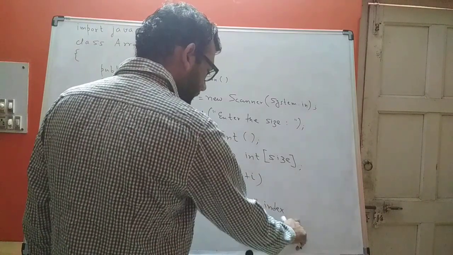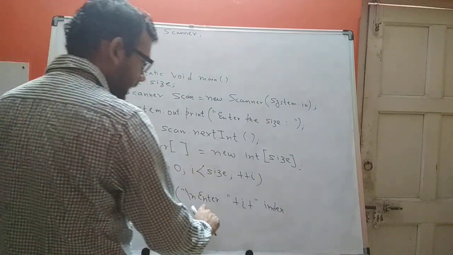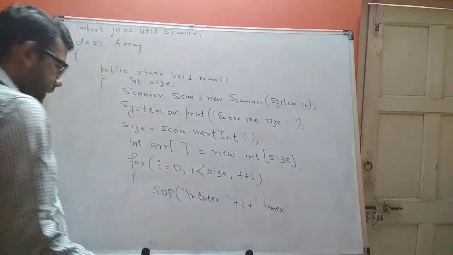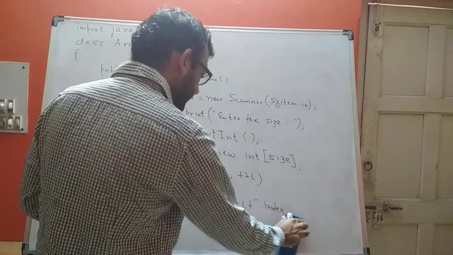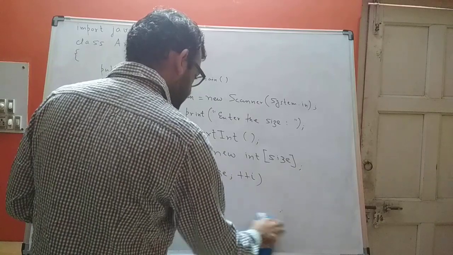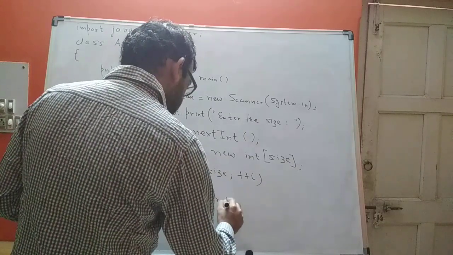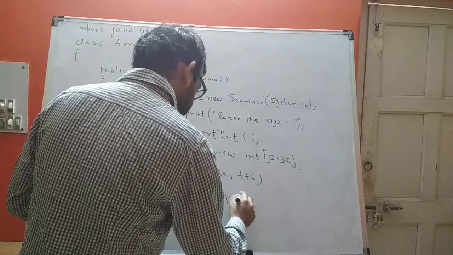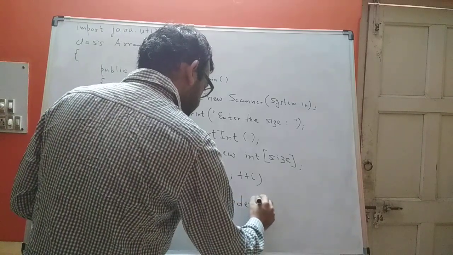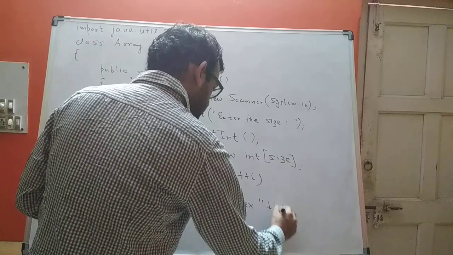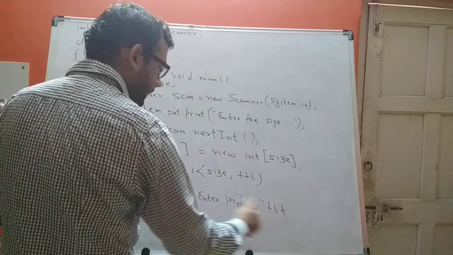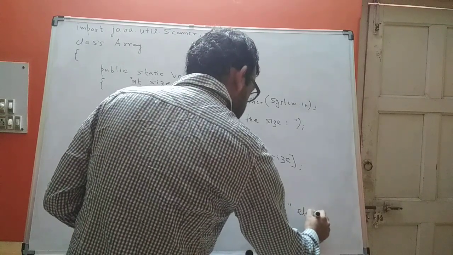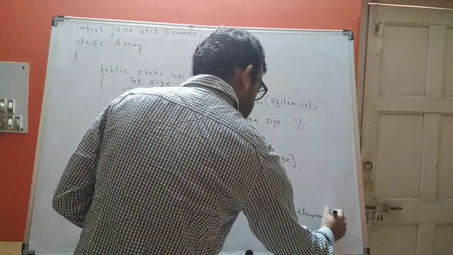So enter 0 index element, then I will become 1. So you'll say enter 1 index element, or you can swap it. I think instead of saying 1 index, saying index 1 is better. So you can say enter index I. So this will be enter index 0 element, enter index 1 element, and so on.